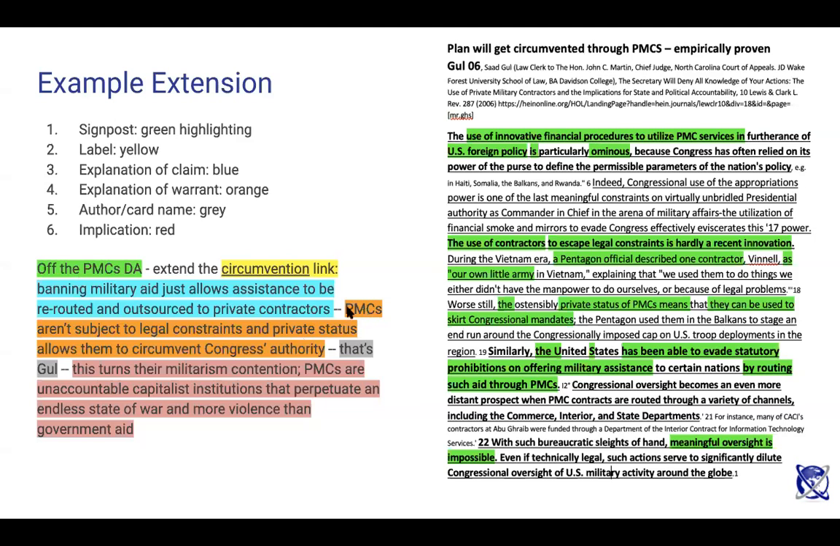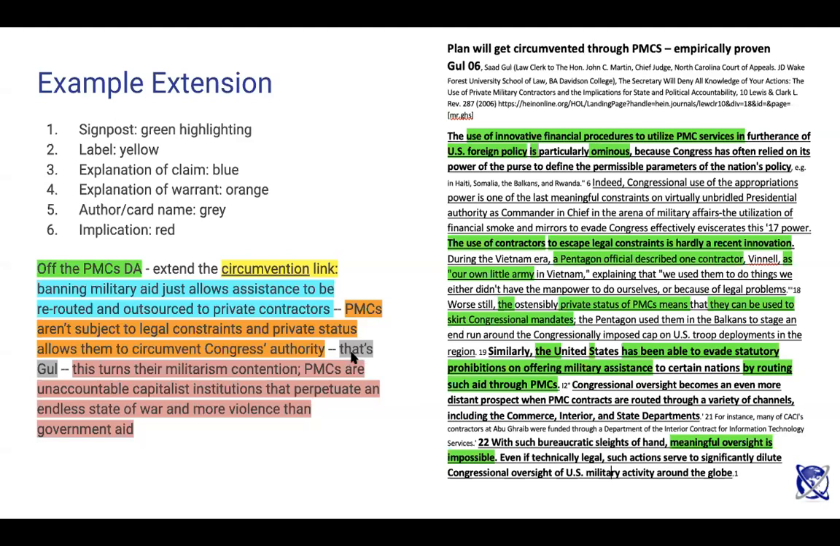So after the claim, you have the more specific warrant, and that is essentially that PMCs aren't subject to legal constraints, right? You can see how that directly correlates to this warrant in the card here. And you are also pulling lines out of the card, like circumventing congressional authority through private status: the private status of PMCs means they can be used to skirt congressional mandates. This is directly from the evidence. So oftentimes your extensions have to be grounded in whatever evidence you provided beforehand.